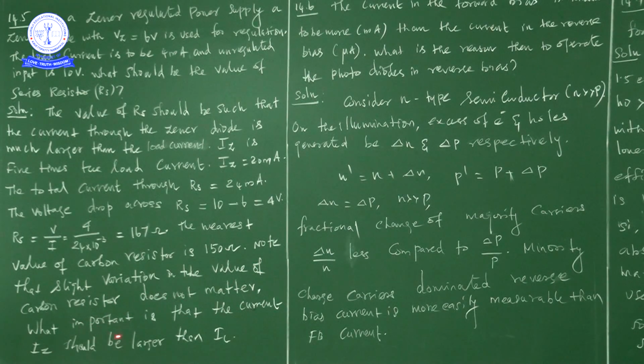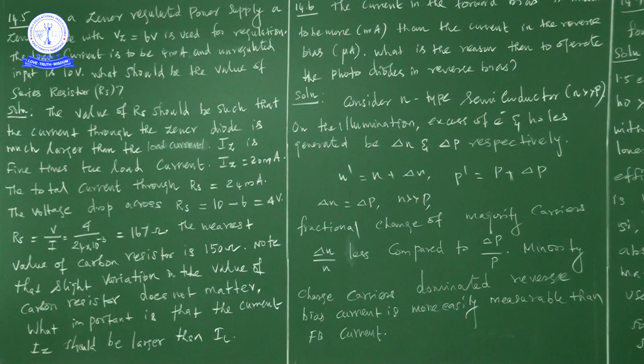What is important is that the current IZ should be larger than IL. IL is the load current, and IZ is the Zener current. From this we can learn three important matters. The first one is that the Zener current is always greater than the load current. The second one is that the potential across the Zener is equal to the potential across the load resistor.